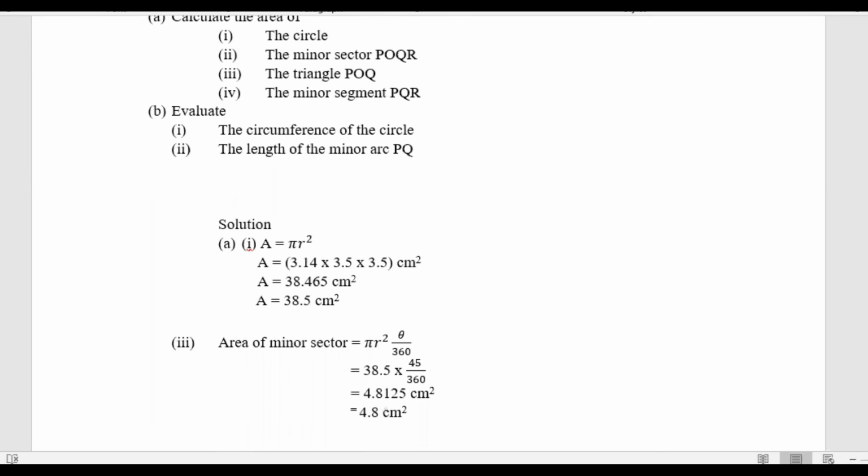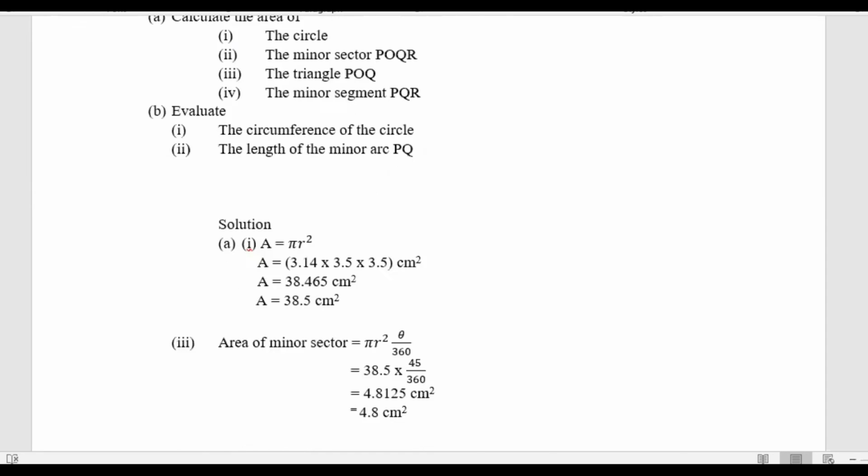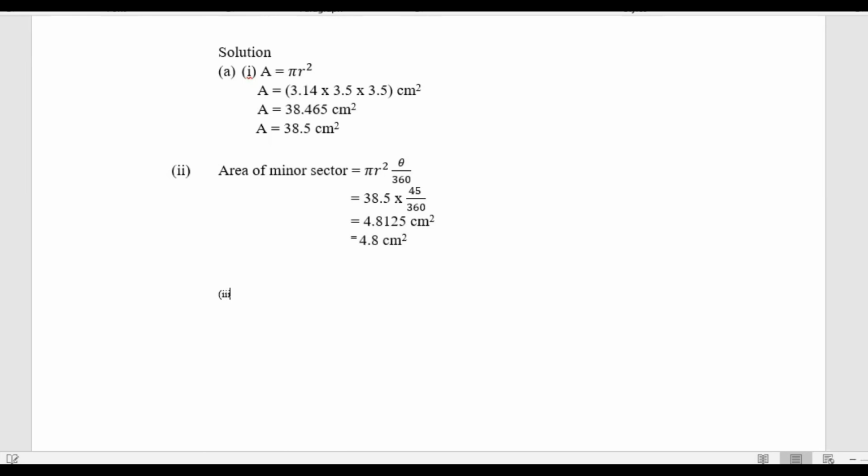Okay. Now the third part is asking you for the area of the triangle POQ. So how do we find the area of that triangle? I'll have to draw a diagram so you can understand. So let me just get it up. Is it an isosceles triangle? Yes, it is an isosceles triangle. That's correct. Good.